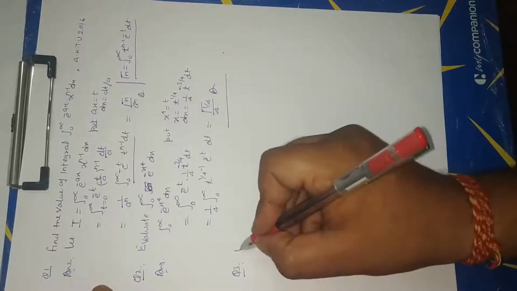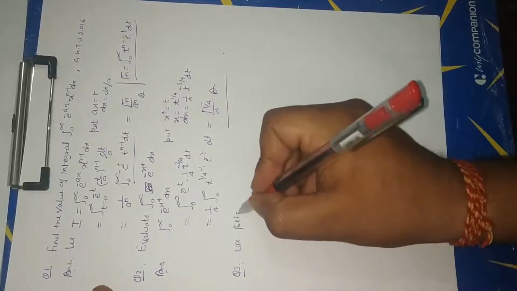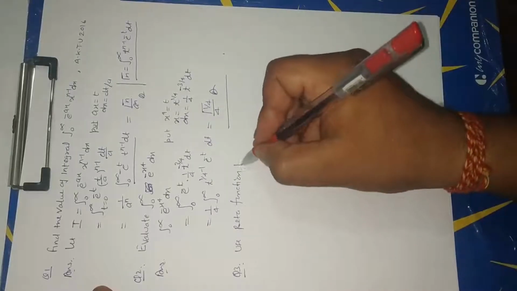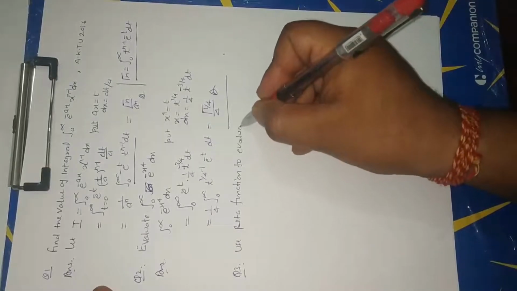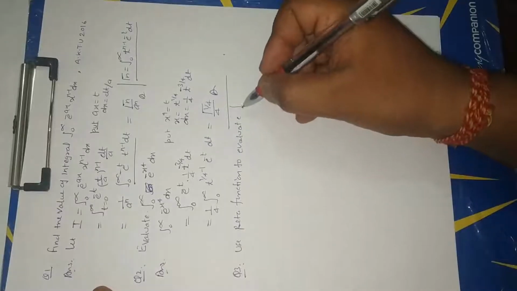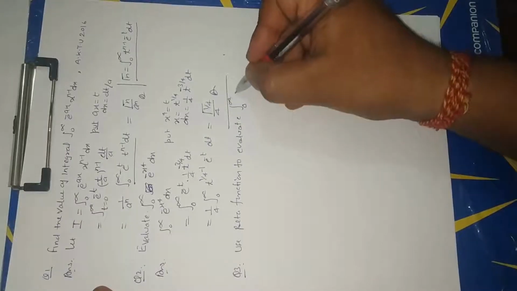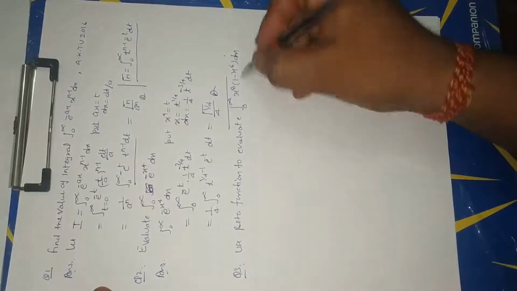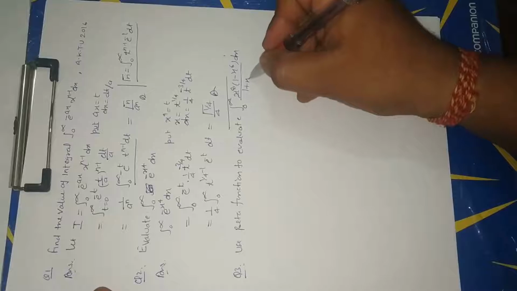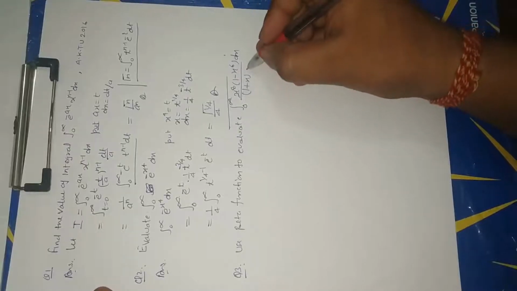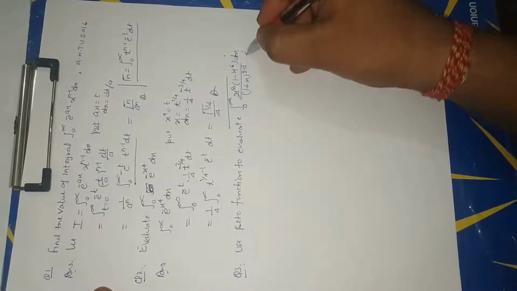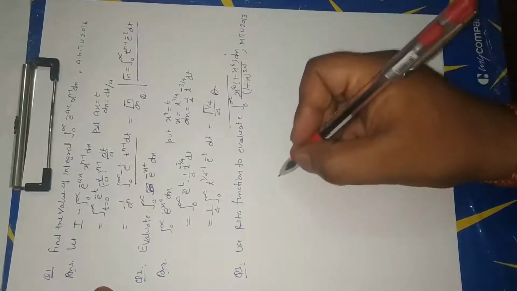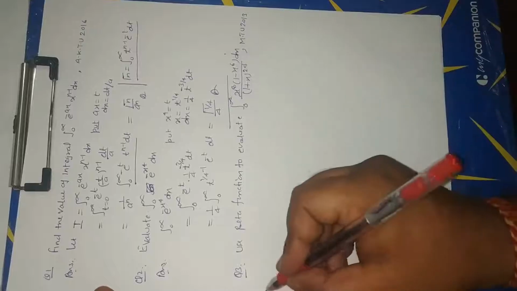Use the beta function to evaluate the integral with limit 0 to infinity of x to the power 8, 1 minus x to the power 6, dx upon 1 plus x whole power 24. This question came in MTU 2013. Answer.